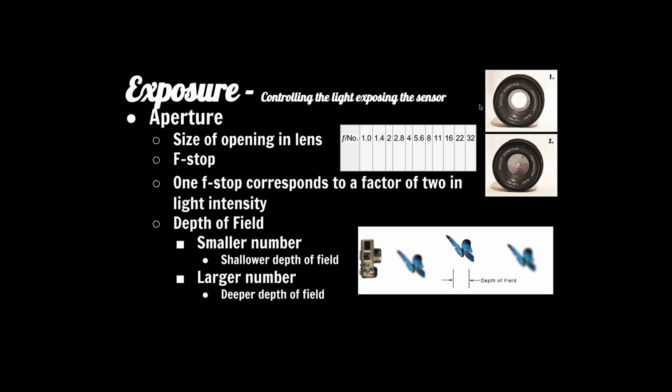Now, here's the list of the standard full stop f-stop numbers. And it goes 1, 1.4, 2, 2.8, 4, 5.6, 8, 11, 16, 22, and 32. And then there's more beyond it, but it's not typical in most lenses. The smaller the number, the larger the opening. So again, the smaller the number, the larger the opening.